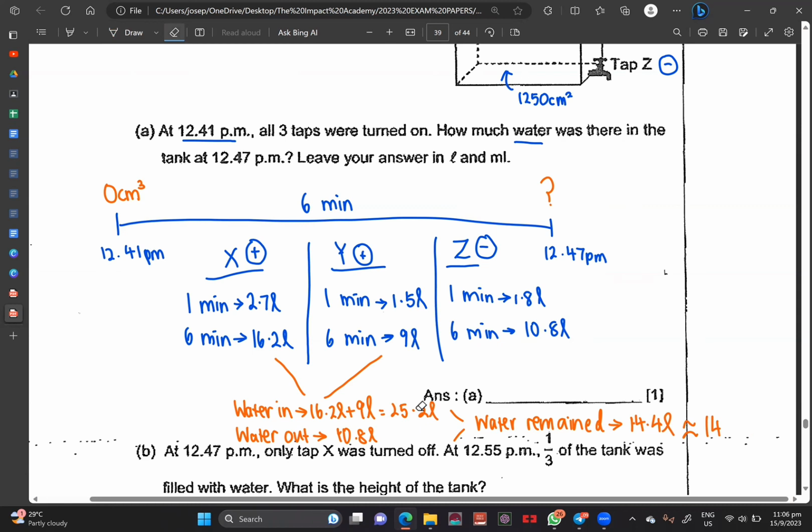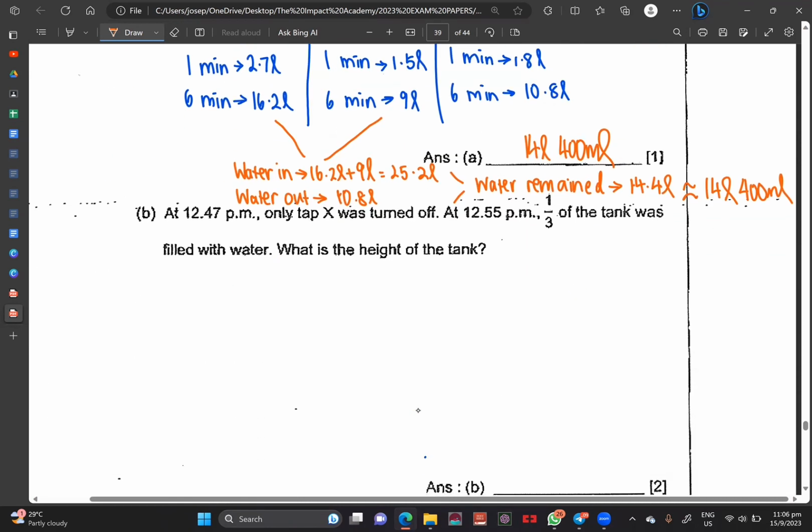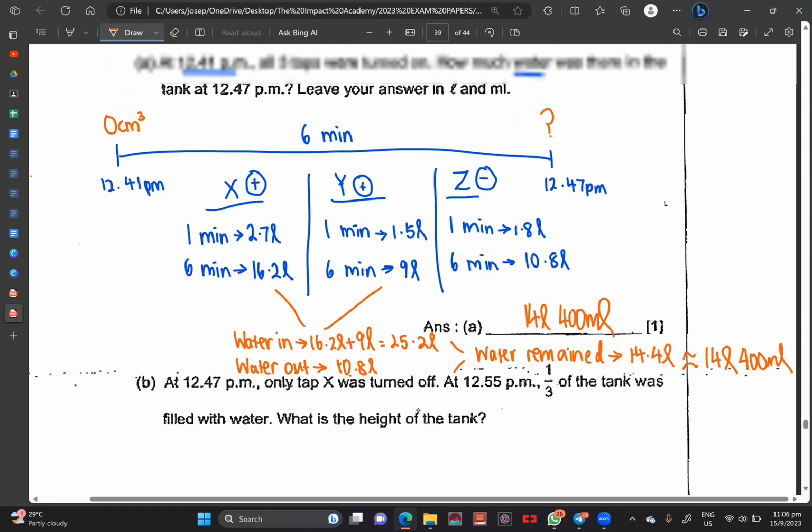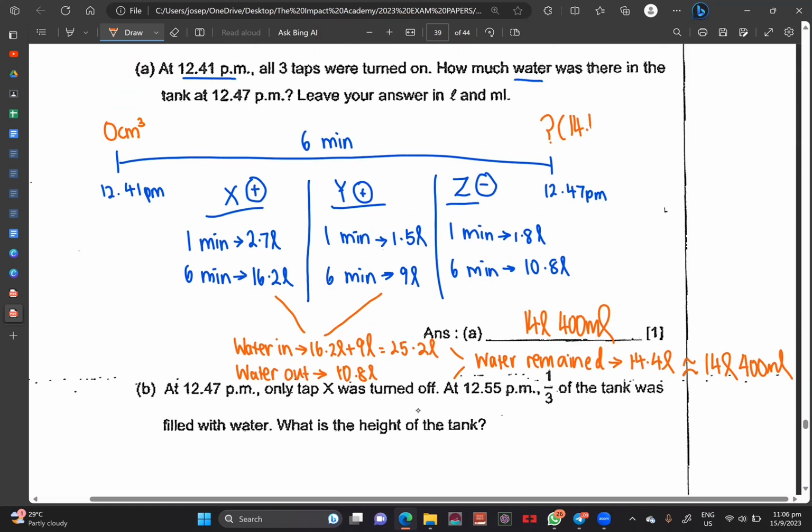So we have to do 14 liters 400 ml. Okay, and yeah, this is your answer for this part. So I'm just going to put 14 liters 400 ml. Now, what am I going to do next? I'm going to look at B, at 12:47. Over here, I found that this is 14.4 liters.